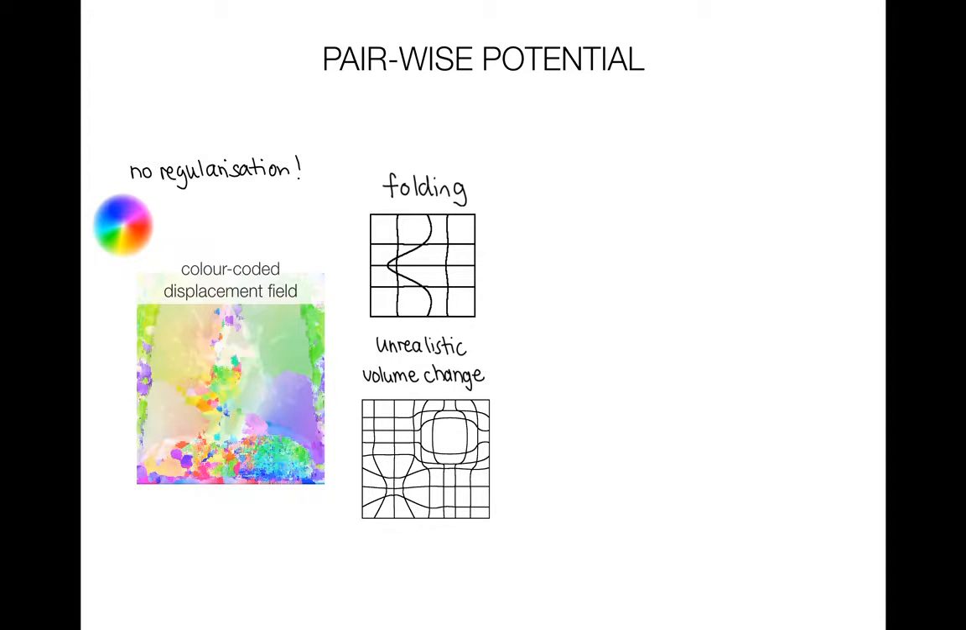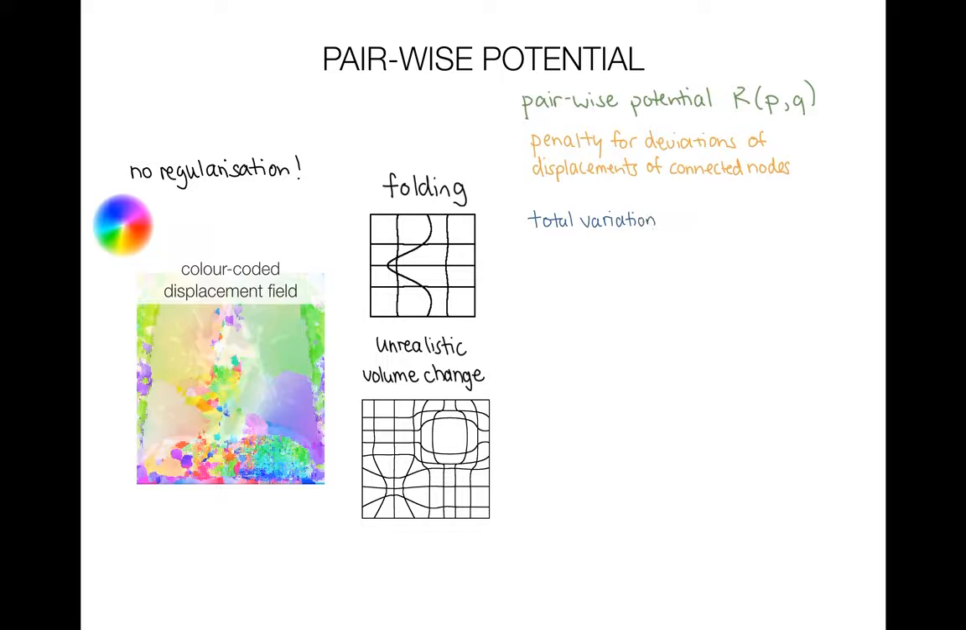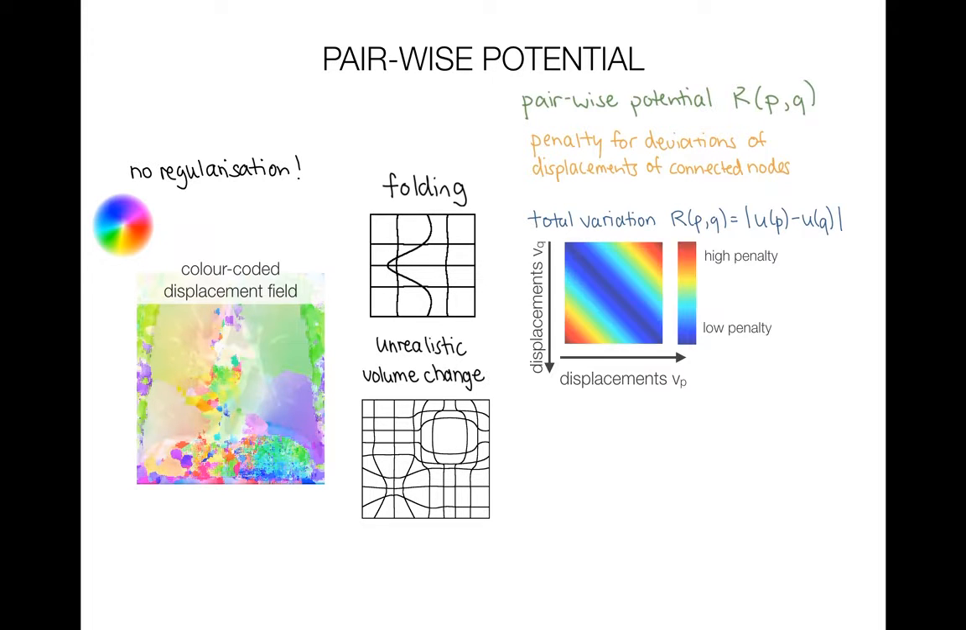So we would like to use the pairwise potentials to include a penalty for deviations of connected nodes. And one potential choice would be the total variation, which is based on the absolute difference of displacements and has a cost function which looks like this. Or we could employ diffusion regularization, which penalizes the squared difference of displacements. If our algorithm consists of multiple steps, it's always useful to perform an incremental regularization.